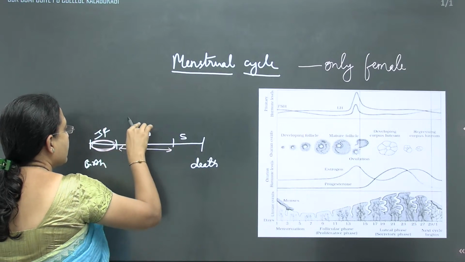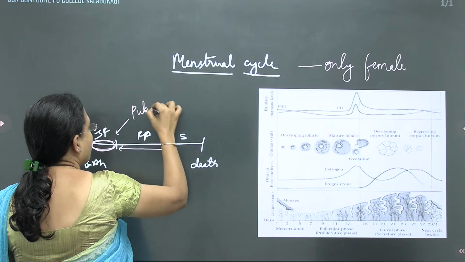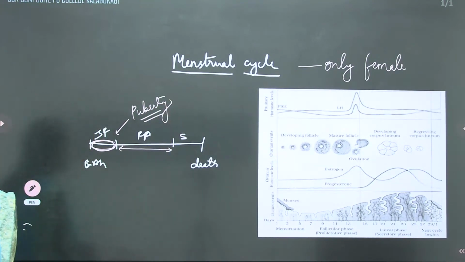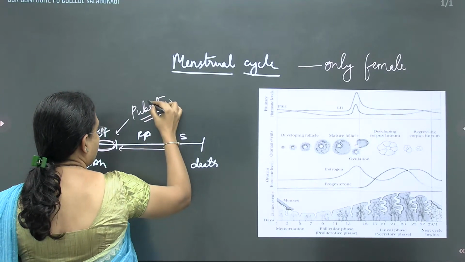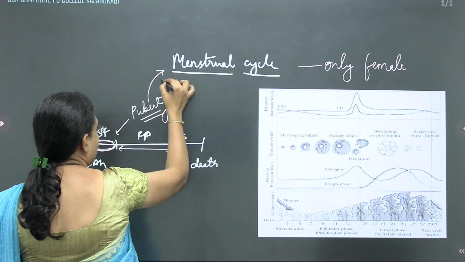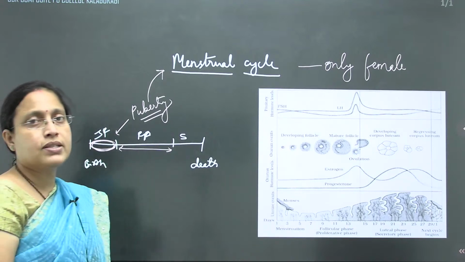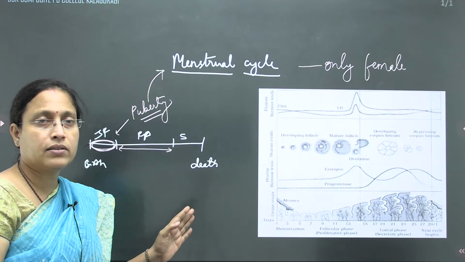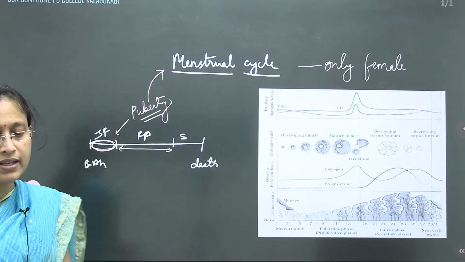Now, how is the reproductive phase identified? By the beginning of puberty. By the beginning of puberty, the reproductive phase will start. And one of those reproductive events occurring once puberty sets in the female is nothing but the menstrual cycle. So menstrual cycle occurs in the female of a primate. Then what are other characteristics of menstrual cycle?